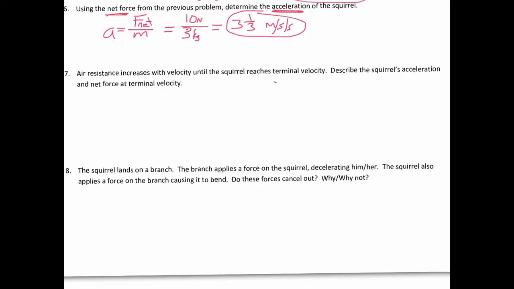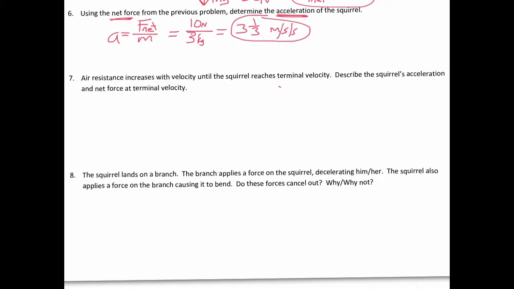Alright, so let's look at number 7. Air resistance increases with velocity until the squirrel reaches terminal velocity. So describe the squirrel's acceleration and net force at terminal velocity.